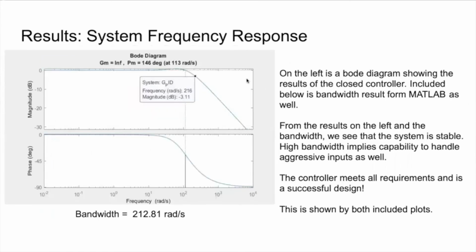We also take a look at the frequency response of the system. We can see on the left here a Bode diagram and a result for the bandwidth of the system, which came from simulations done in MATLAB. We can see from the result that the system is very stable and that the high bandwidth implies a capability to handle very aggressive inputs as well, meaning that the system has a wide range on which it can operate. As mentioned earlier, the controller meets all requirements and is a successful design. This is shown by both plots and the results from our simulations.